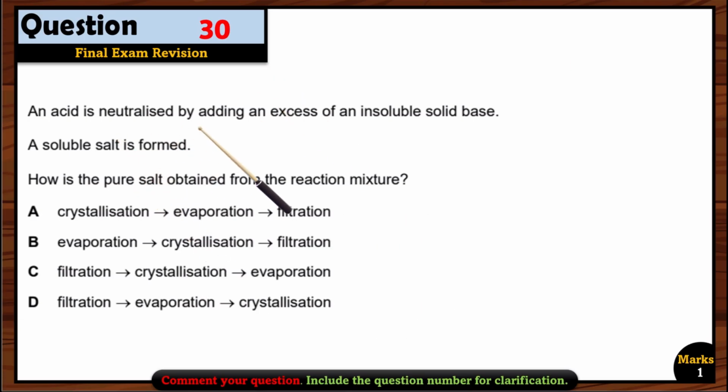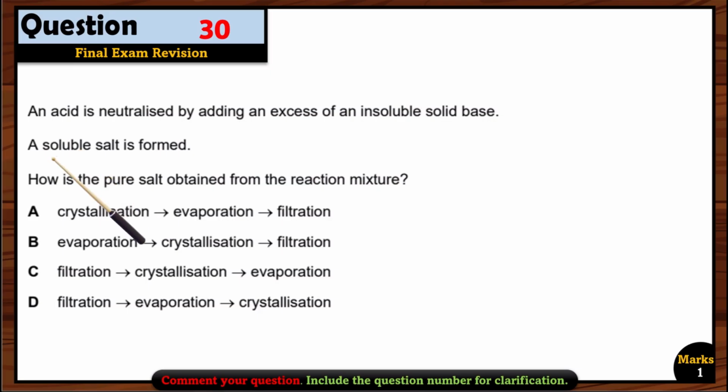Let's see question 30. An acid is neutralized by adding an excess of insoluble solid base. A soluble salt is formed. Okay, so they have used an add excess solid method in which one of the reactant is insoluble but the product is a soluble one. So how is pure salt obtained from the reaction mixture? So first of all, we have to remove this insoluble solid base, right? Because this was in excess amount, so the excess we have to remove it. So which method we have to use? Filtration. So first of all, we will do the filtration one. So now this reactant has been removed.